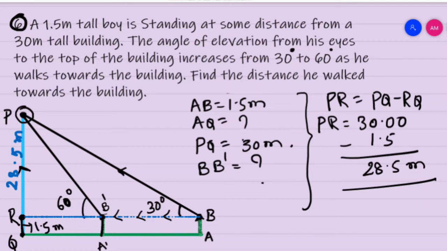Now children, how will we proceed to find out our required value? What value do you need? You need B dash. Okay. So let me clear this space so that I can show you the procedure.